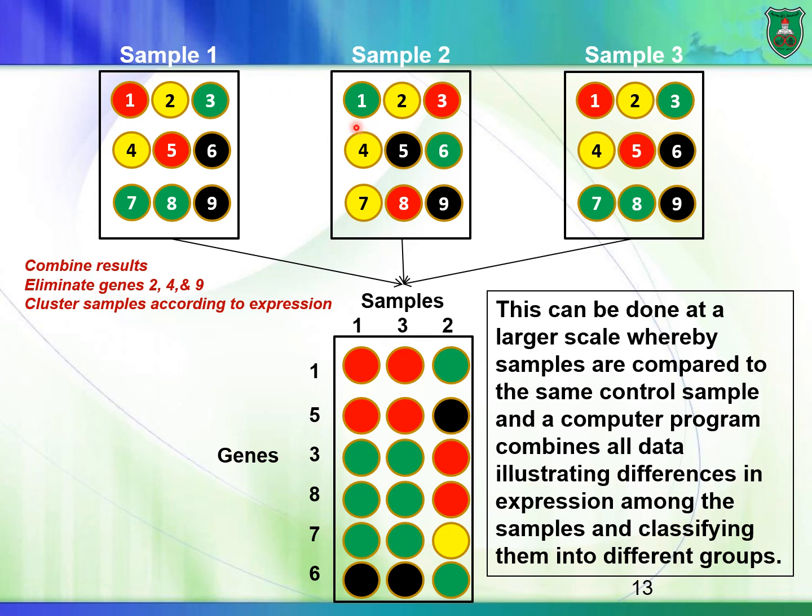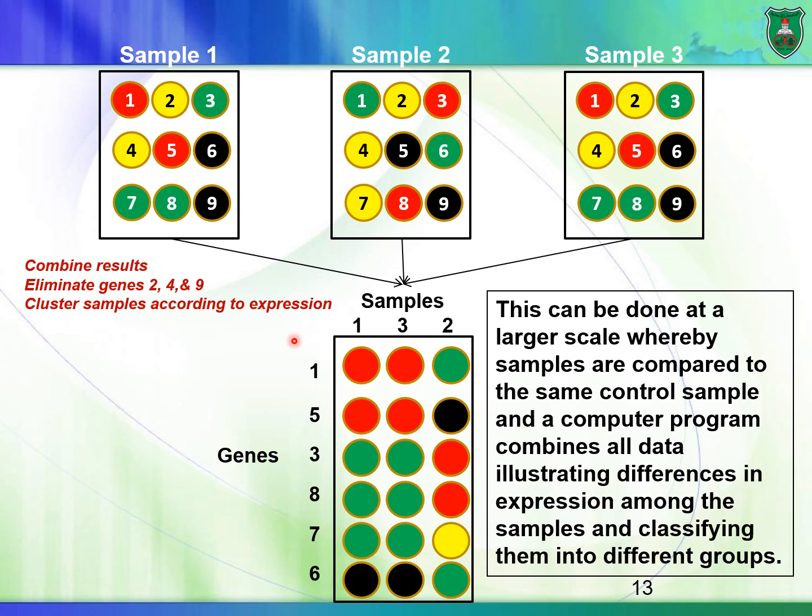Now we look at sample 2. The pattern is a bit different, quite different actually. Look at sample 3. Well, expression is sort of similar to that of sample 1, but there are differences as well. So what the computer does is that it groups all of these data points and it clusters samples. So it tells me that, wait a second, samples 1 and 3 look similar compared to sample 2.